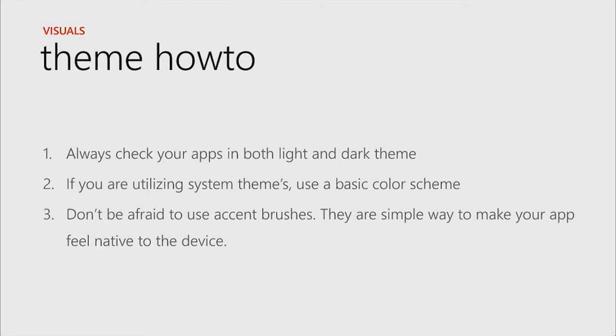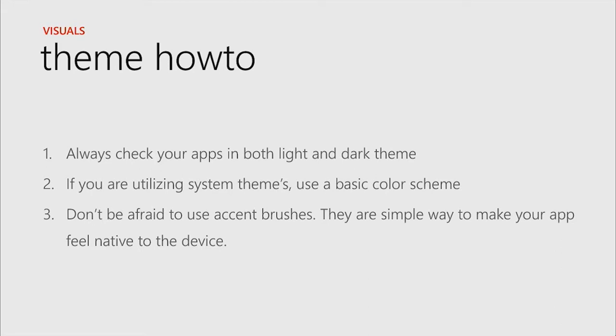As soon as I switched to light theme, I realized the developer or myself had hard-coded some of the text to actually be white text sitting on a black background. As soon as the background becomes white, that text just disappears. Make sure that even your text in the foreground as well as your backgrounds are using theming, and they'll both inverse properly. If you are utilizing the system's themes, use a basic color scheme.